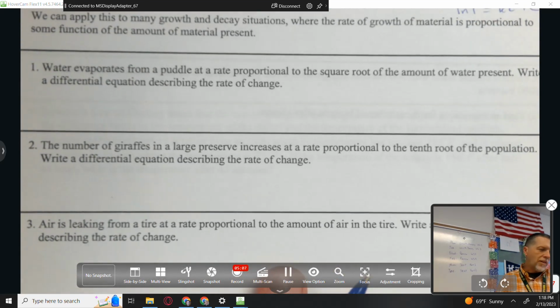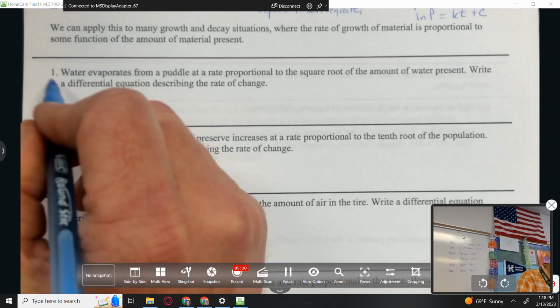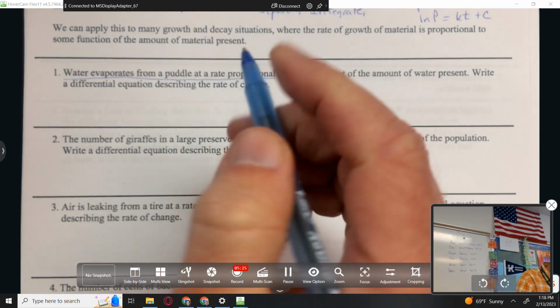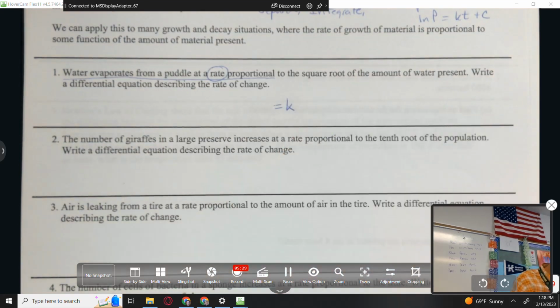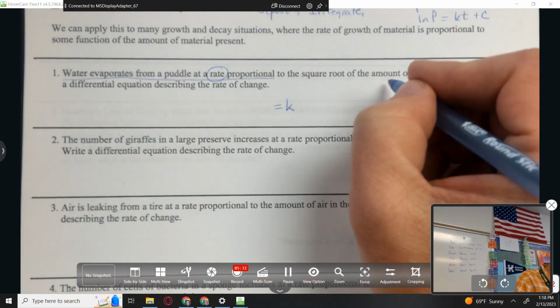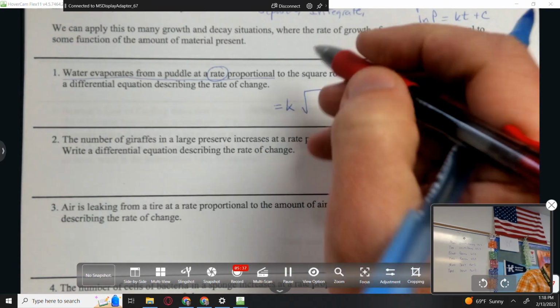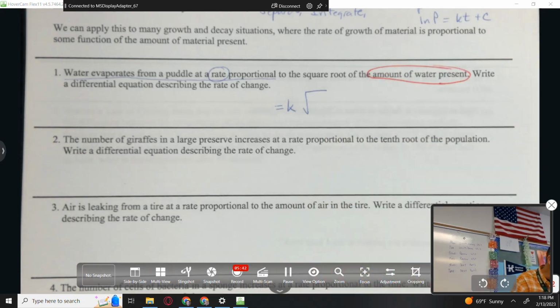Number 1, water evaporates from a puddle at a rate proportional to the square root of the amount of water present. Write a differential equation describing the rate of change. So the rate is proportional to the square root of the amount of water present. What do we want to use for the amount of water present? We need a variable for that.